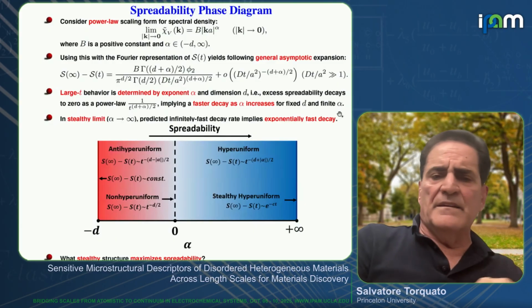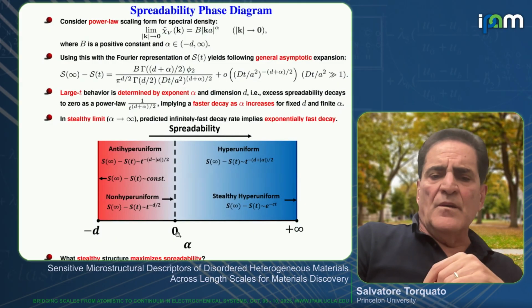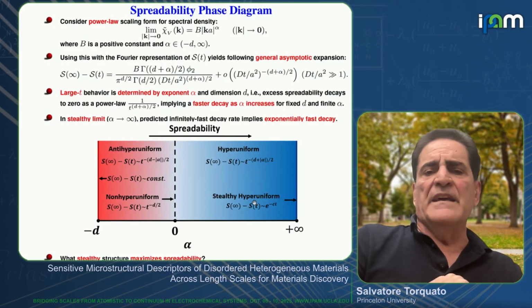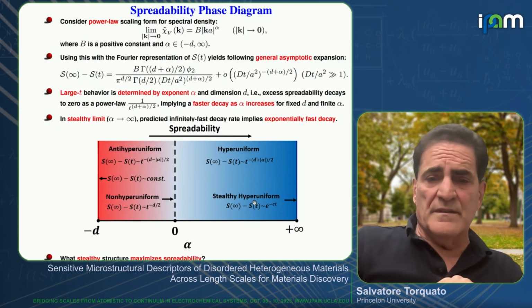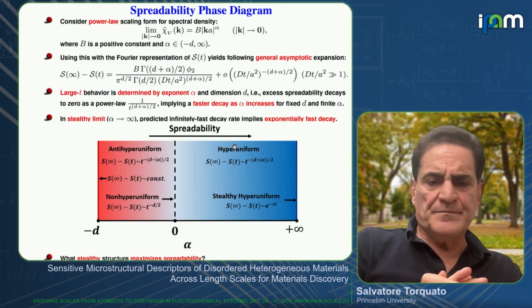Okay, and so you can get a kind of spreadability phase diagram where as alpha goes from minus d to infinity, you can span between anti-hyperuniform and things that are actually much more ordered than standard hyperuniform. Call these stealthy structures.